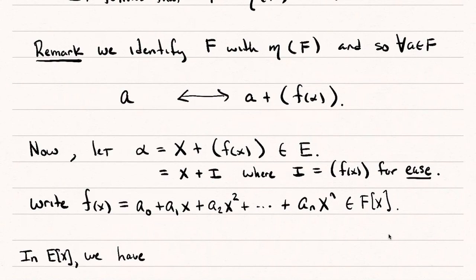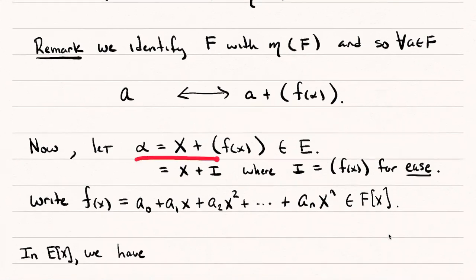I'm going to take a specific coset. I'm going to let alpha be the coset that contains x. X is a polynomial over F[x], so it has a coset. For notational ease, let's write I instead of this (f(x)) with all those parentheses. So alpha is just the coset containing x, that is, x plus I.